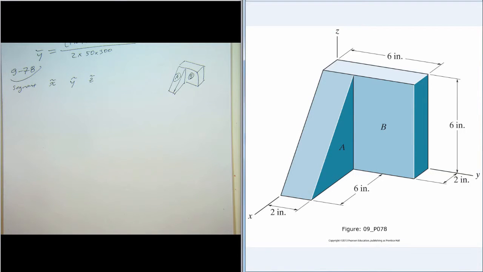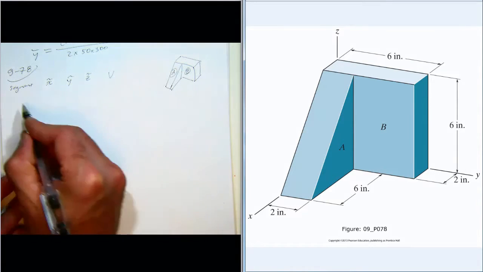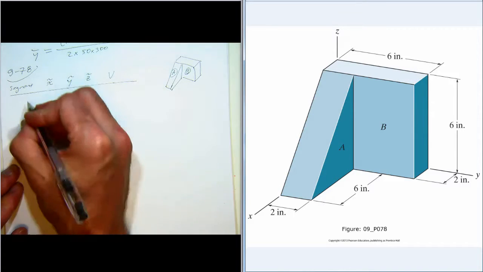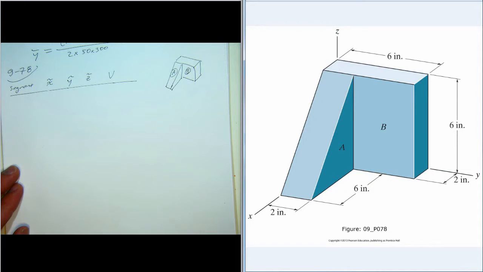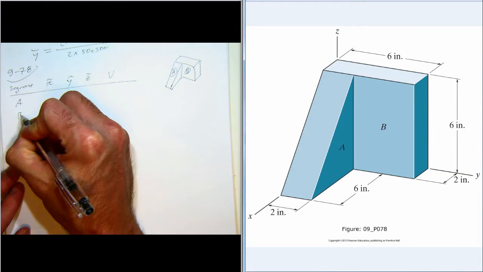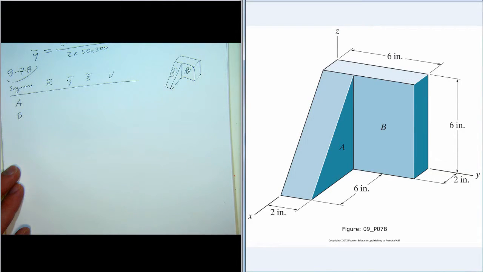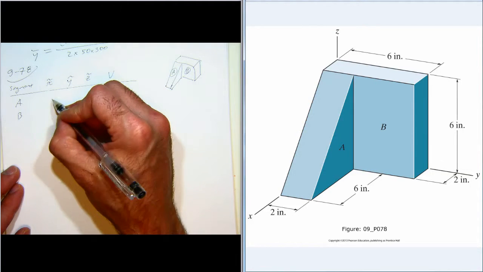They're only different if the composite body is not made up of the same material throughout. So if it's homogeneous material, then the center of gravity will be at the centroid. And so we need the volume for each part. So segment A, segment B. So for segment A, the x-coordinate is 1.